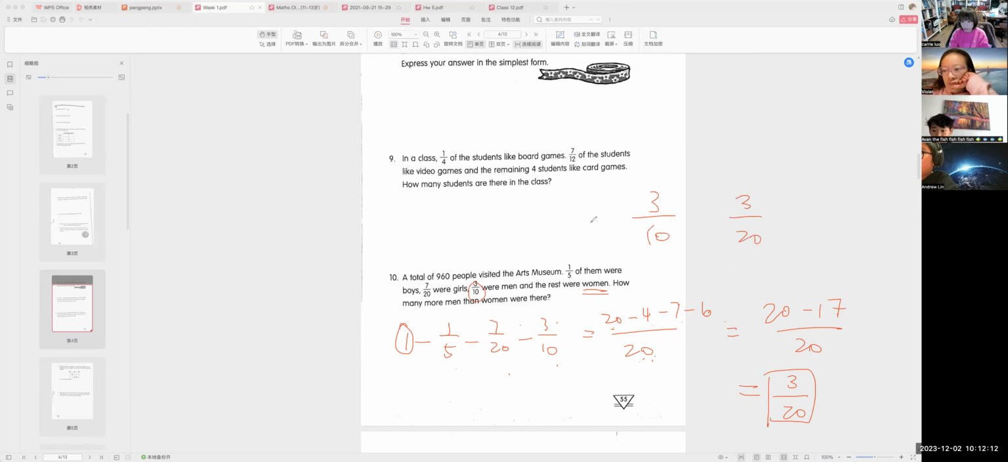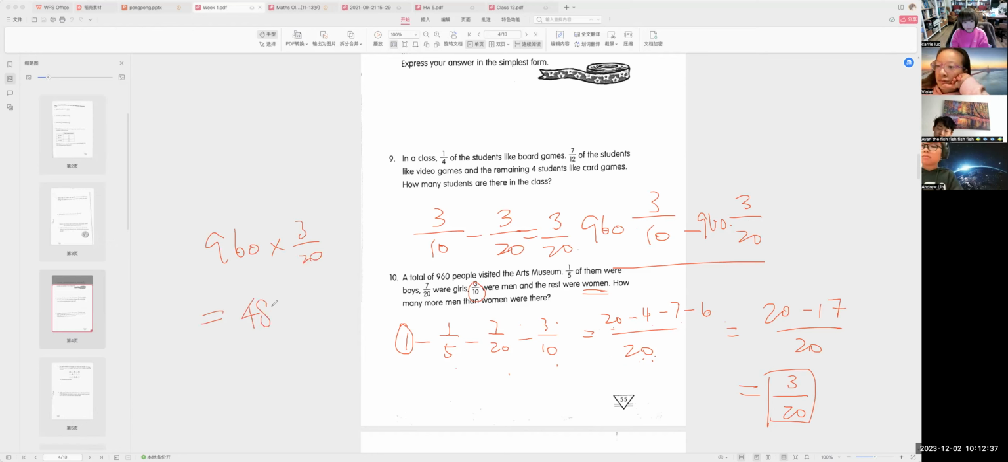Do we have to really calculate 960 times 3/10 and 960 times 3/20, then subtract? No. All we need to do is 3/10 minus 3/20, because that's the fraction part that men are bigger than women, which is 3/20 as well. So 960 times 3/20 equals 48 times 3 equals 144.